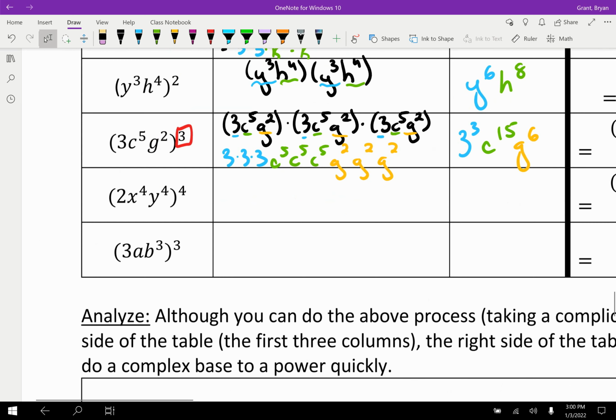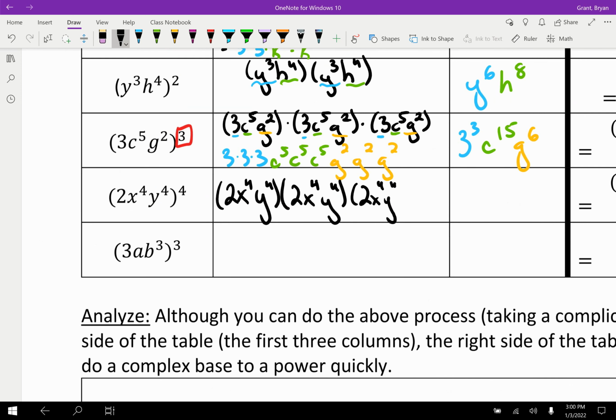Okay. Let's see if we can do it a little faster without having to write out everything. This one's going to happen 4 times, 2x to the fourth, y to the fourth, 4 times though. So here's the second time, and the third time, and the fourth time. There we go. All right, well, how many 2's are multiplying? 1, 2, 3, 4. So this will have a 2 to the fourth. How many x's? X to the fourth, x to the fourth, x to the fourth, x to the fourth. 4 plus 4 is 8, plus 4 is 12, plus 4 is 16. And since y has the same power, y also has to be to the 16th.